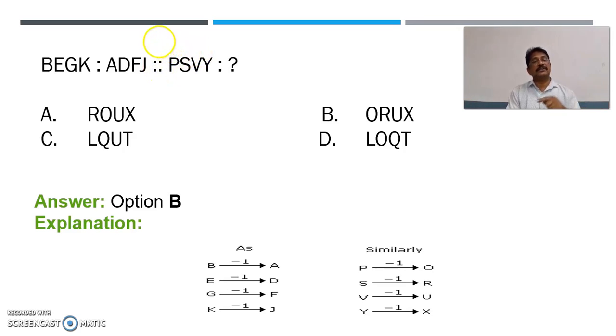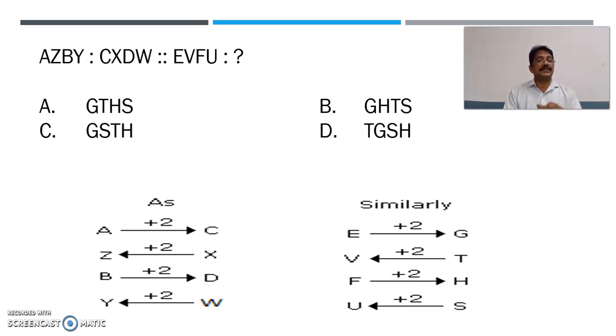In a similar manner, you have to identify that P to O is one step backward: K, L, M, O, P. S to R, P, Q, R, S, one step backward. V to U, one step backward, and Z to X, one step backward. So O, R, U, X is the correct answer. So you have to identify these things. Okay, now coming to the next one.